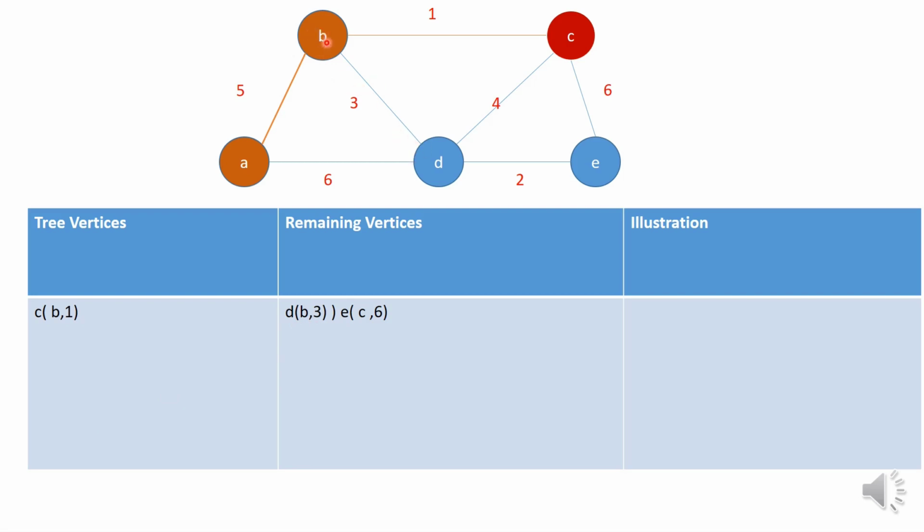Now we'll add D into the tree vertices, and the DB edge we are going to consider for the minimum spanning tree. Okay, DB edge I have considered for the minimum spanning tree. You can see here. Now I will add D, because it has the minimum distance, to the tree vertices. Which is the remaining vertex now? Only E. E forms the edge with D and C. So who is giving you the minimum distance? That is D. So that's why D and its distance is 2.